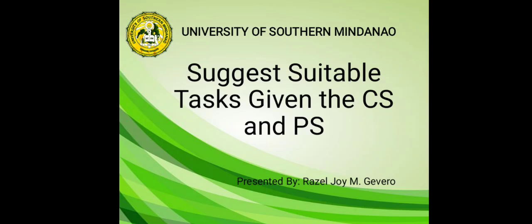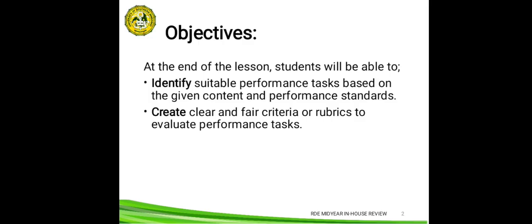Good evening, everyone. This evening, we are going to discuss how to suggest suitable tasks given the content standard and the performance standard. First, we have our objective: at the end of the lesson, students will be able to identify suitable performance tasks based on the given content and performance standards, and also create clear and fair criteria or rubrics to evaluate the performance.